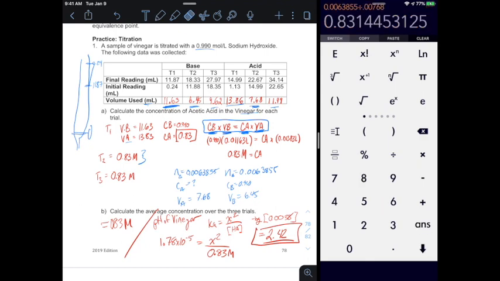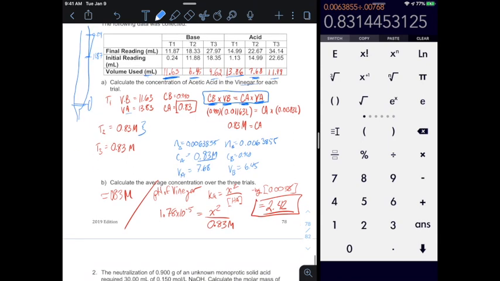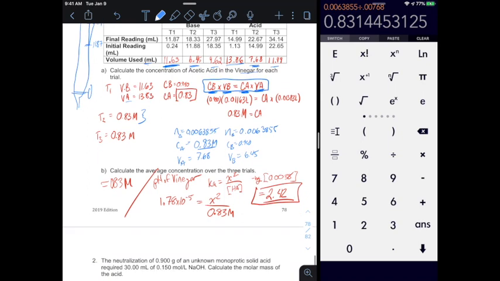And that gives us our final value of 0.83 molar. Again, that's where that number comes from. And you can repeat that again with the last one, and you can calculate the average. The average turns out to be 0.83, of course, because all three of them worked out to 0.83.